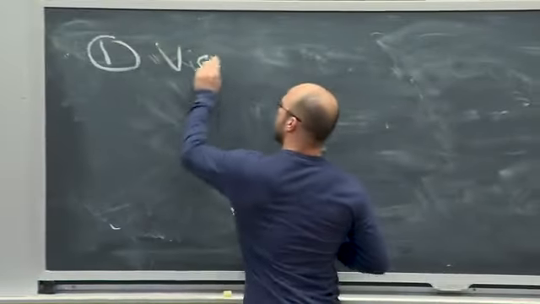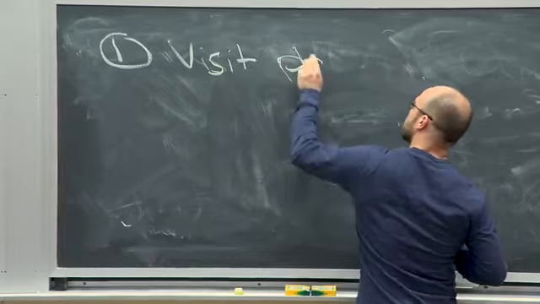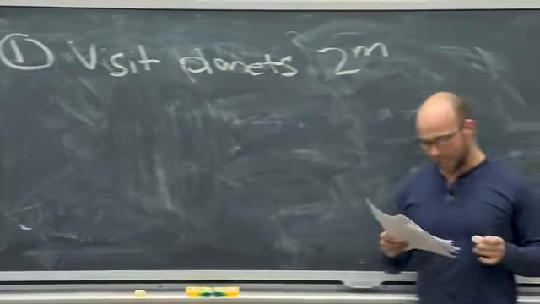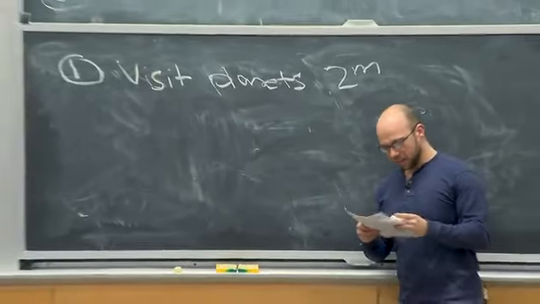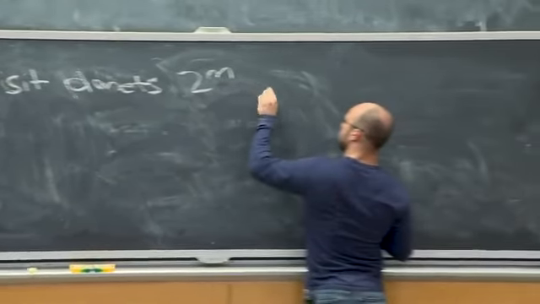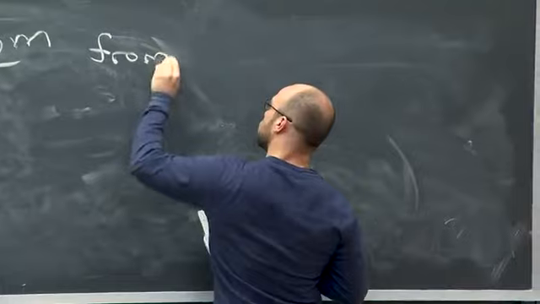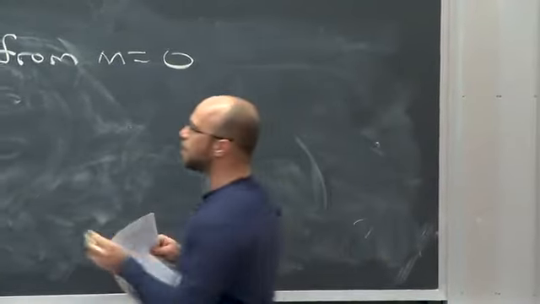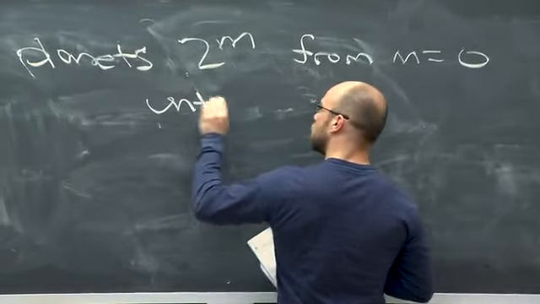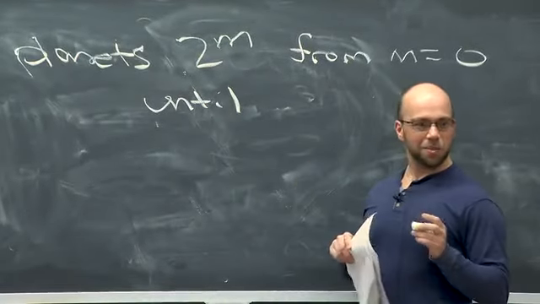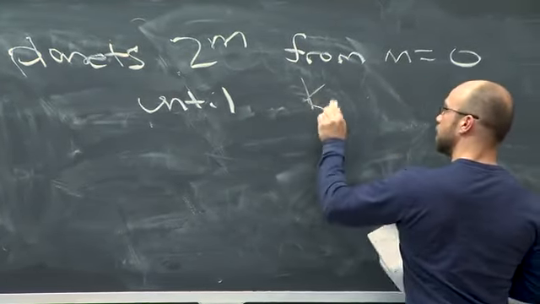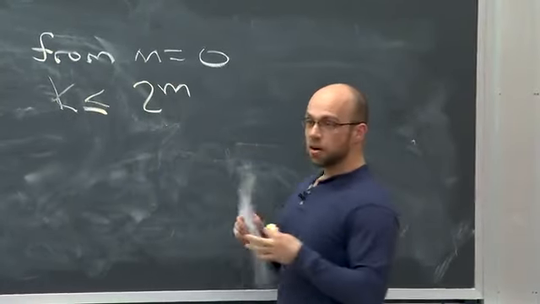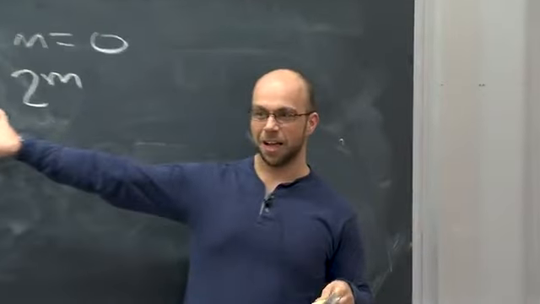I'm going to visit planet 2 to the M, for each M starting with M equals 0, and essentially until, remember that K is the index of the planet I'm looking for. So eventually I'm going to reach the point where K is less than or equal to 2 to the M. And I know that I can query my oracle, and they're going to tell me when that's the case.